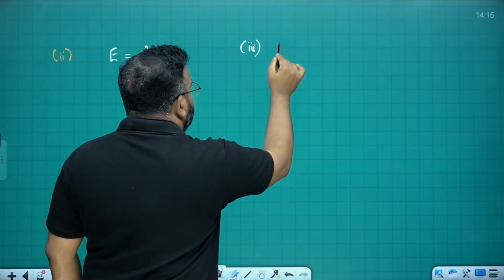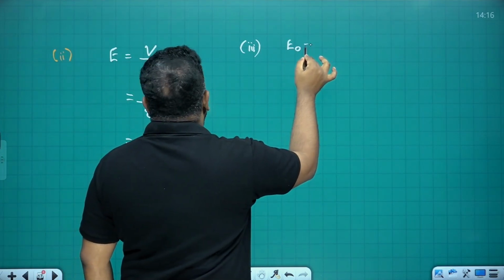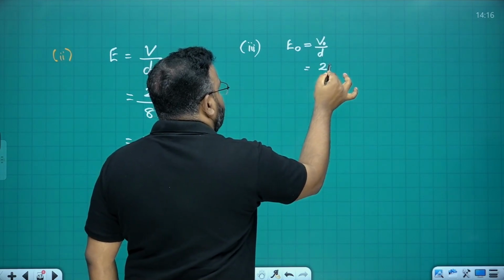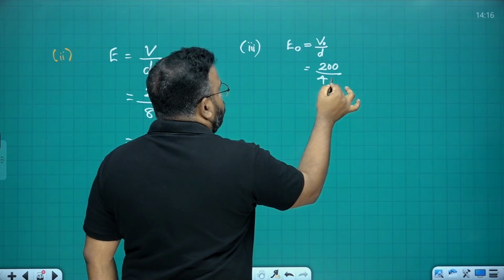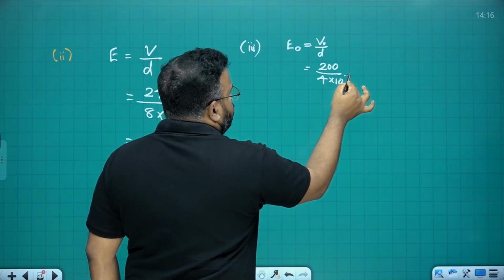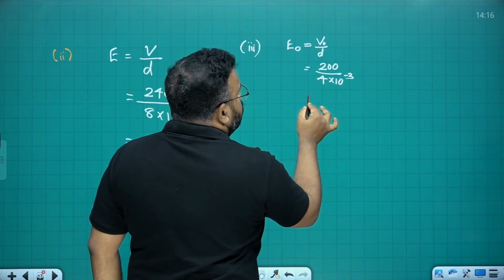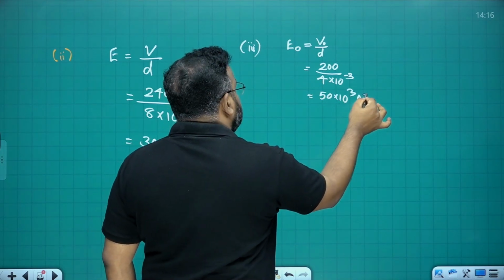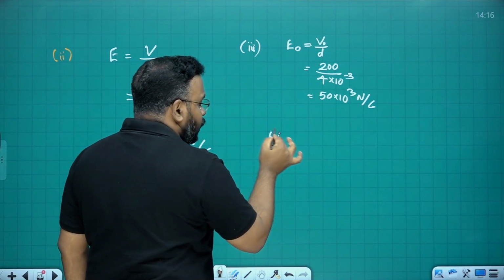Initial electric field, if you are taking it as E naught, is equal to V naught by D. What was the initial potential? 200, divided by the initial distance, which is 4 millimeters. So 4 into 10 power minus 3. So we get 50 into 10 power 3 Newton per Coulomb. This is the initial electric field. So what is the initial energy density?